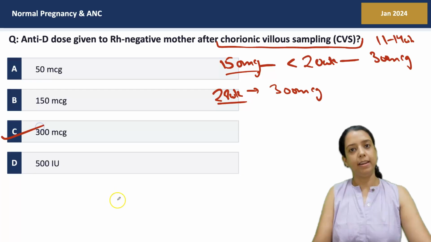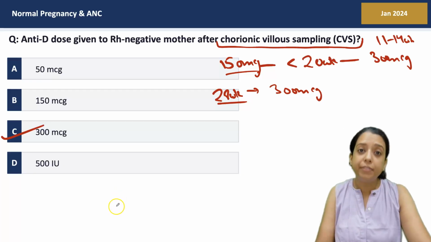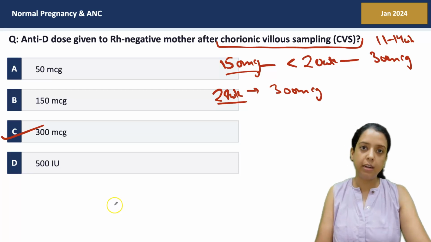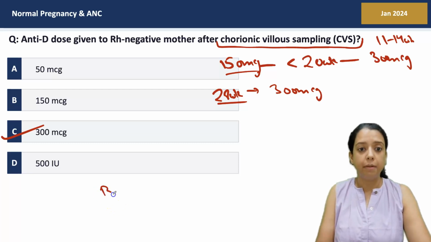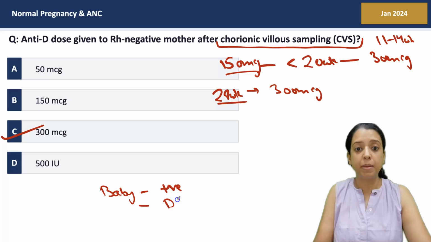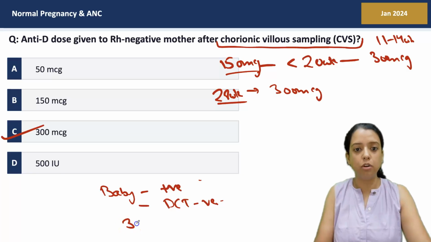Okay. Then next question. What is the dose given after delivery? Once a patient delivers, do we give anti-D after delivery? Yes. If the baby is Rh positive and there are no antibodies still, it means DCT negative. No antibodies, Rh positive. We will give mother anti-D again and the dosage is 300 mcg.